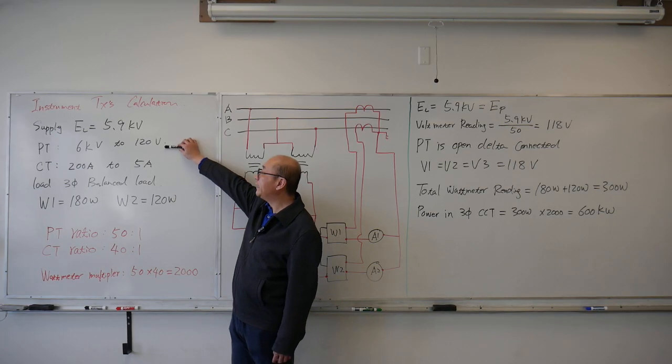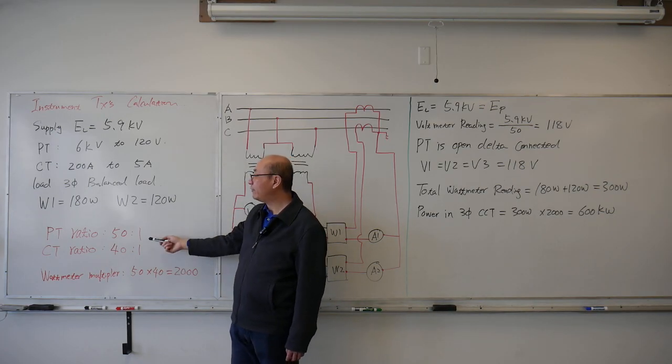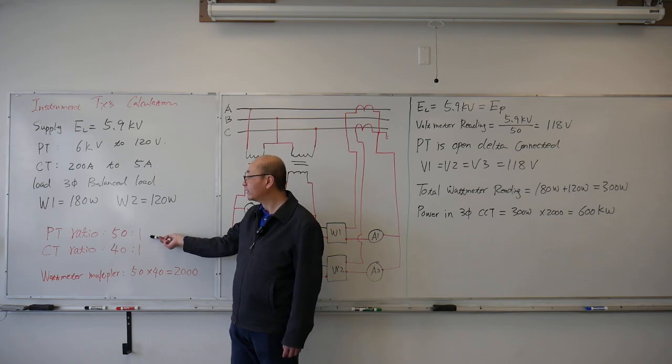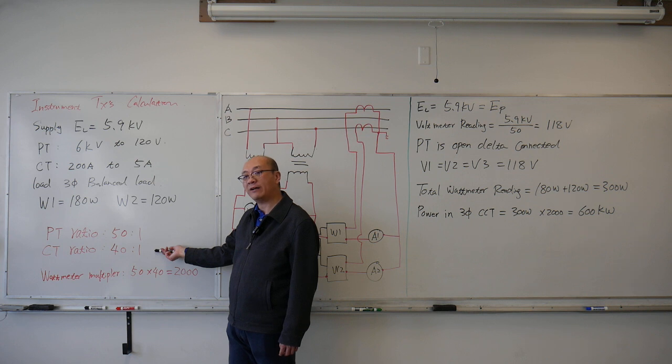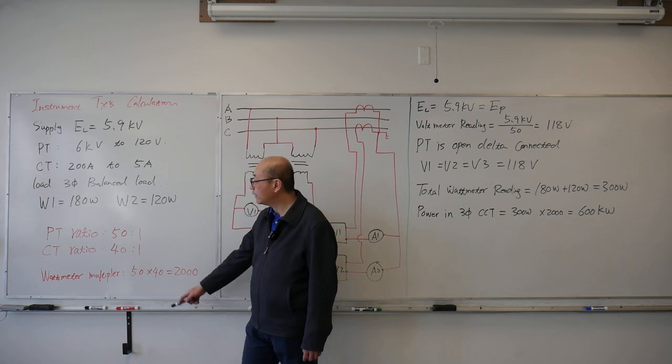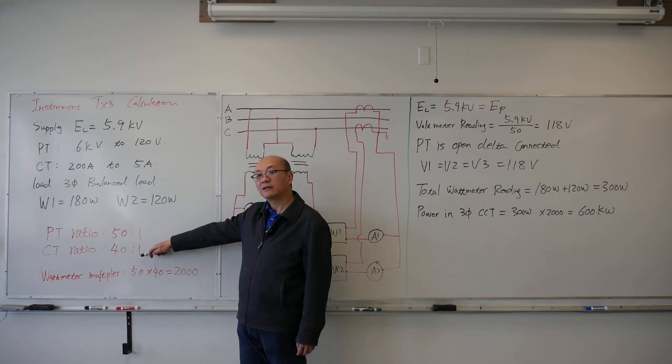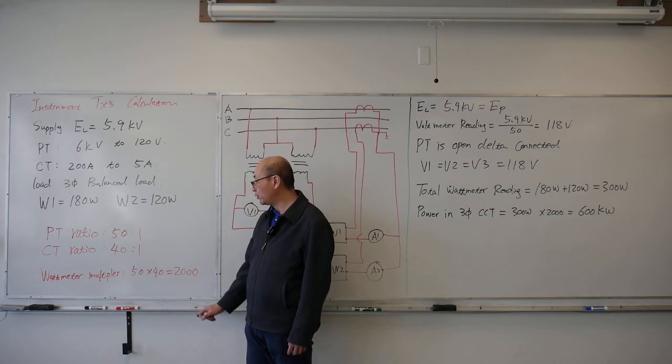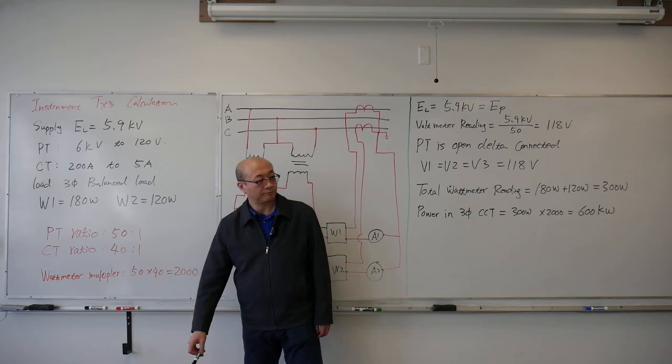From the rating of the PT and the CT, we can find that the PT ratio is 6 kilovolt divided by 120, which is 50 to 1. The CT ratio, 200 amp to 5 amp, is 40 to 1. So the wattmeter multiplier equals the PT ratio times the CT ratio, which gives me 2000.